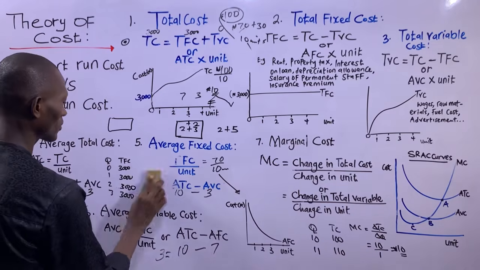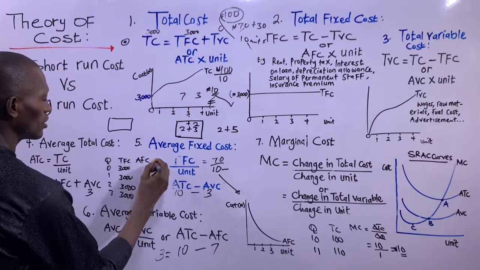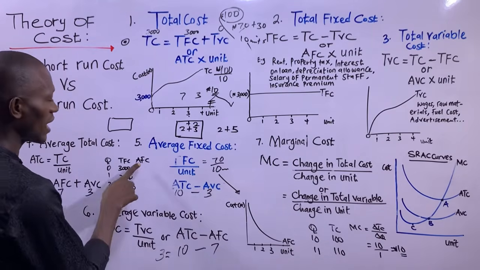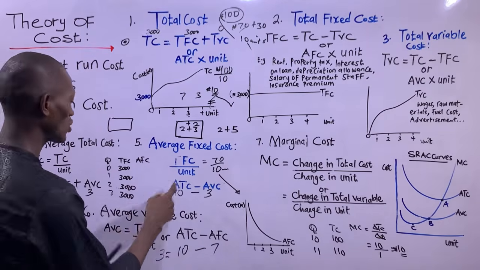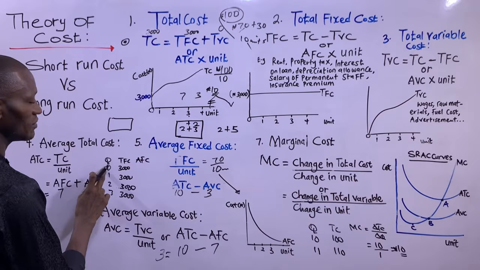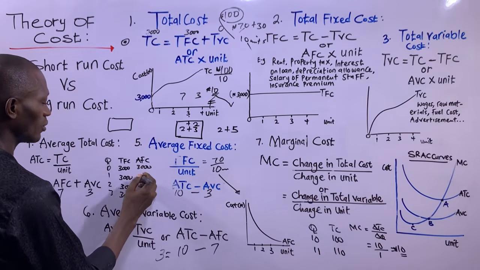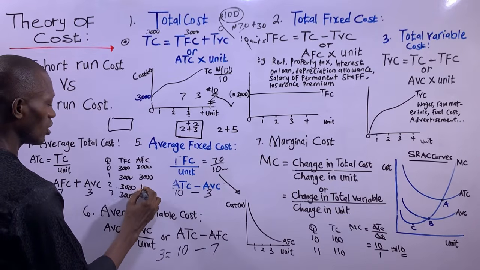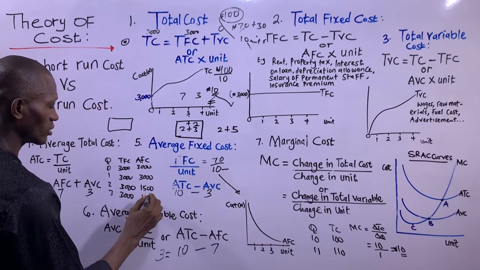Look at this. So let's say we have average fixed cost. Average fixed cost is the total fixed cost per unit. So it varies. Now to get our average fixed cost, don't forget average fixed cost is total fixed cost divided by unit of output. So you have 3,000 divided by 0. That's basically 3,000. 3,000 divided by 1, 3,000. 3,000 divided by 2, that's 1,500. Then 3,000 divided by 3, that's 1,000.